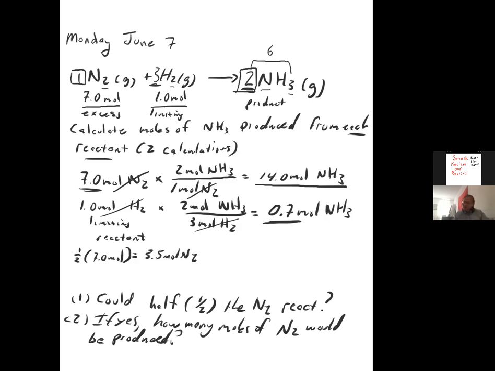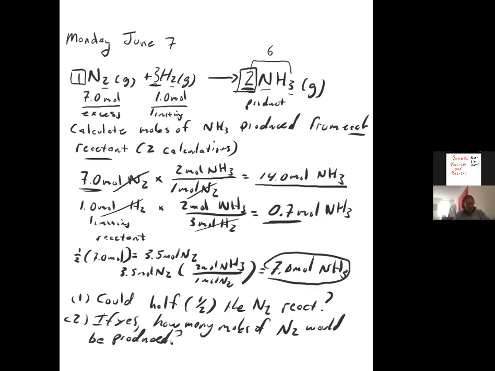So now, how much ammonia would you get? Well, 3.5 moles of N2, just like we did here, and 2 moles of NH3 per 1 mole of N2. You're still going to get a lot. You're still going to get 7 moles of NH3. That is still a lot more than 0.7 moles.